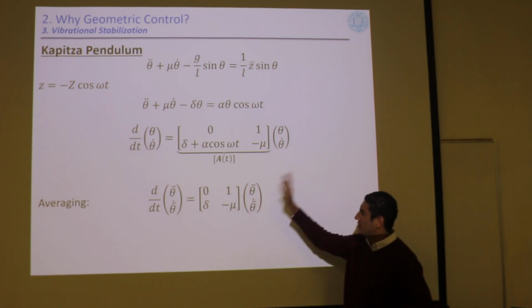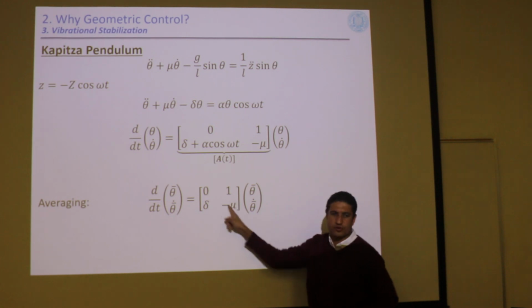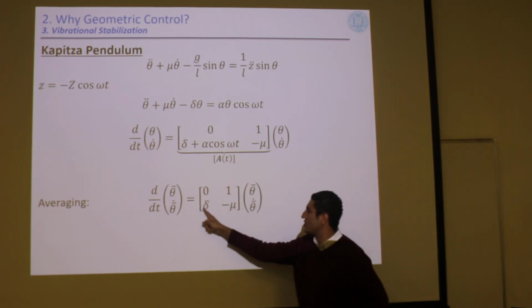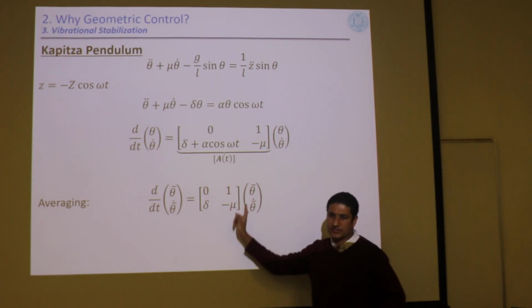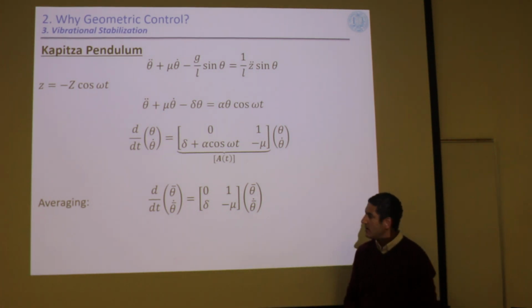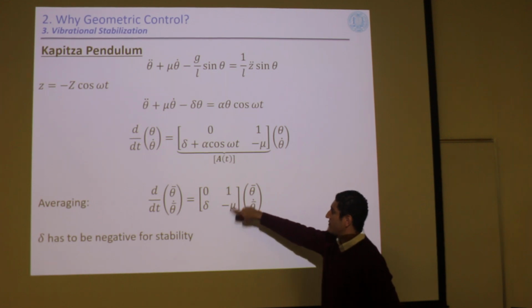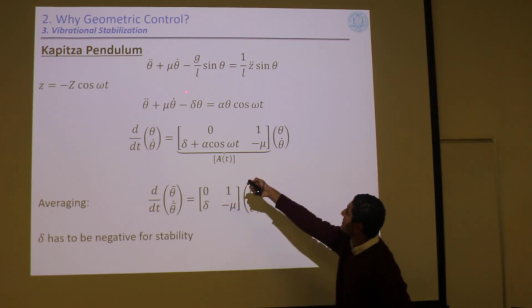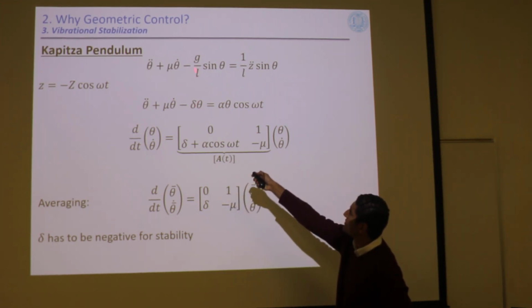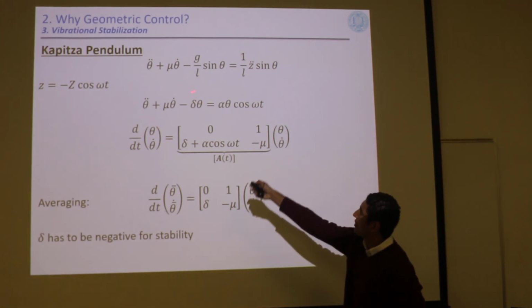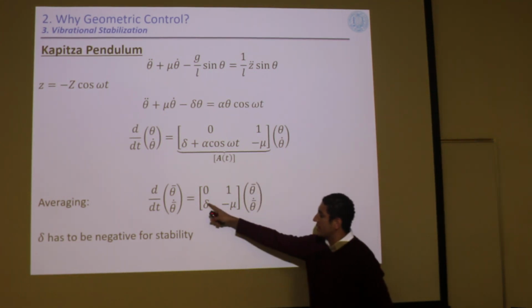Without checking the eigenvalues, I know my A is in this controllable form. Just check if these entries are negative. If they are negative, you're done. So look at this. This one is already negative because mu is the damping coefficient, which is positive. What is delta? Delta here is g over L. So it's not negative.